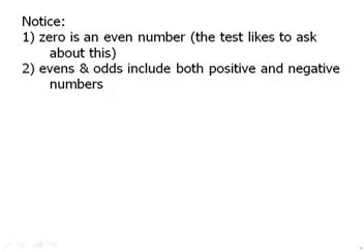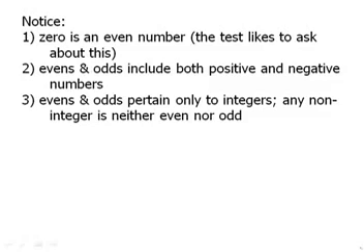Evens and odds include both positive and negative numbers. So if you're told that x is even or y is odd, you cannot assume that they are automatically positive. They could be negative. But evens and odds pertain only to integers. Any non-integer is neither even nor odd. So if you're told x is even or y is odd, you absolutely know, it's guaranteed, those numbers are integers. Very important.